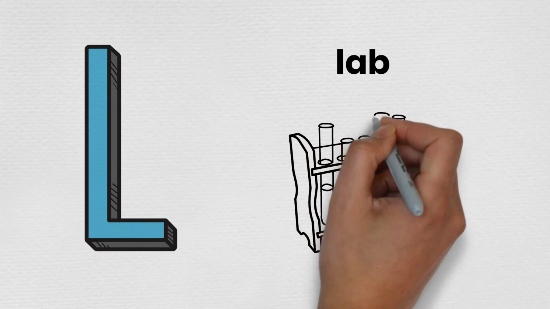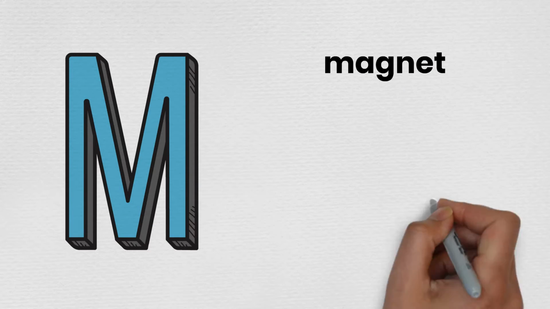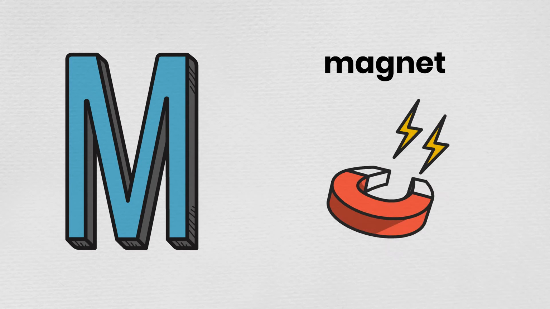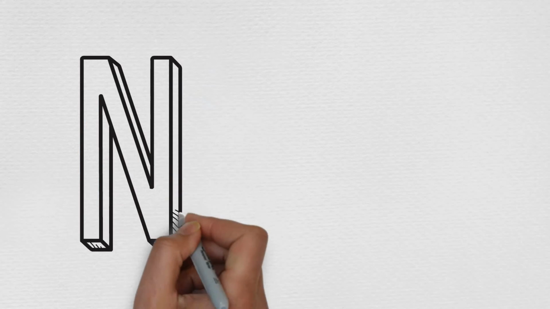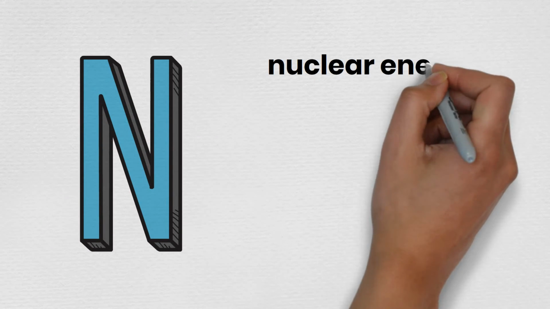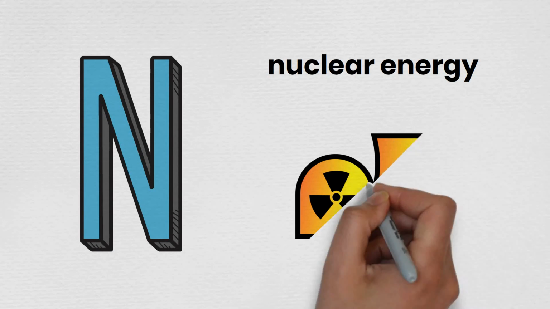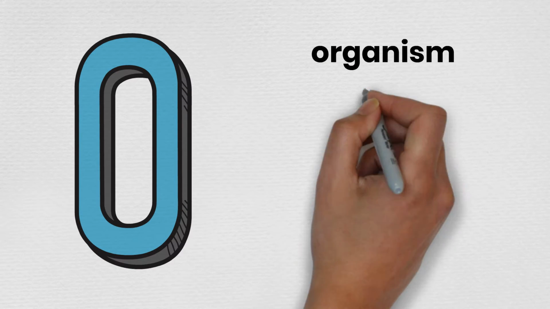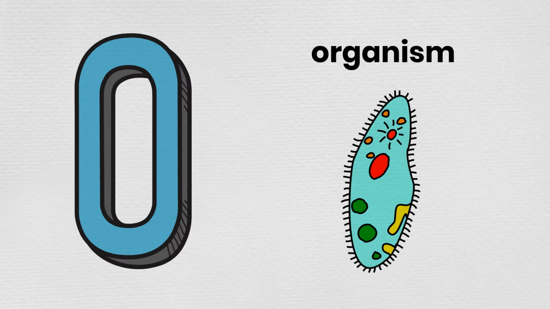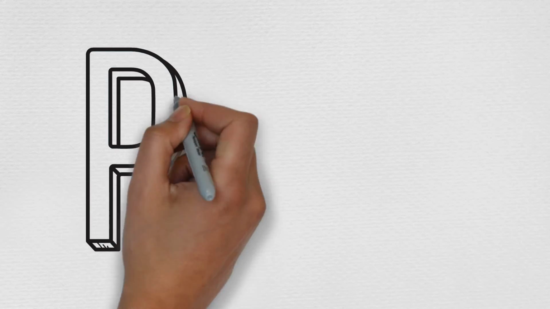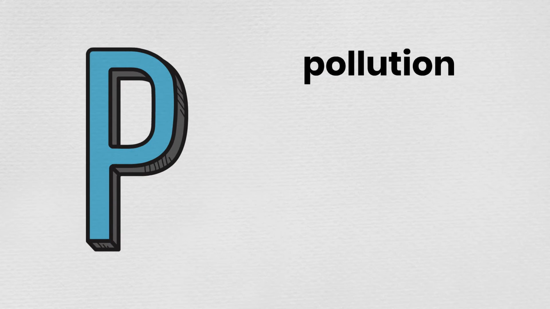L is for lab. M is for magnet. N is for nuclear energy. O is for organism. P is for pollution.